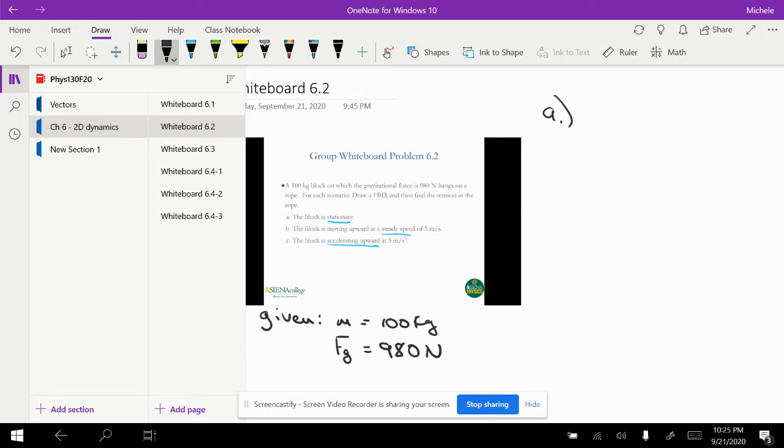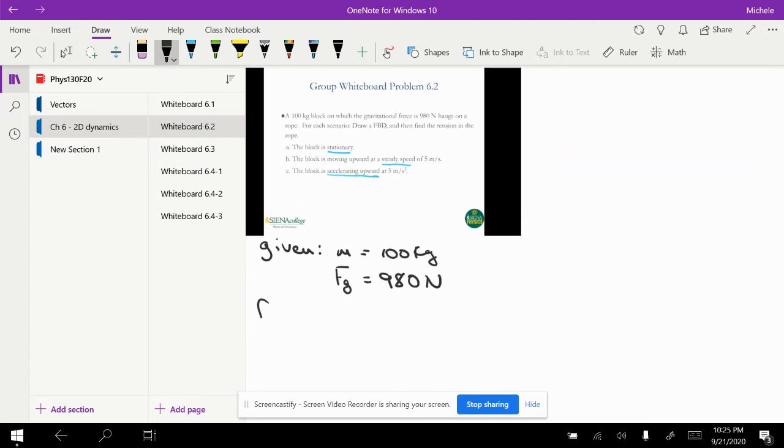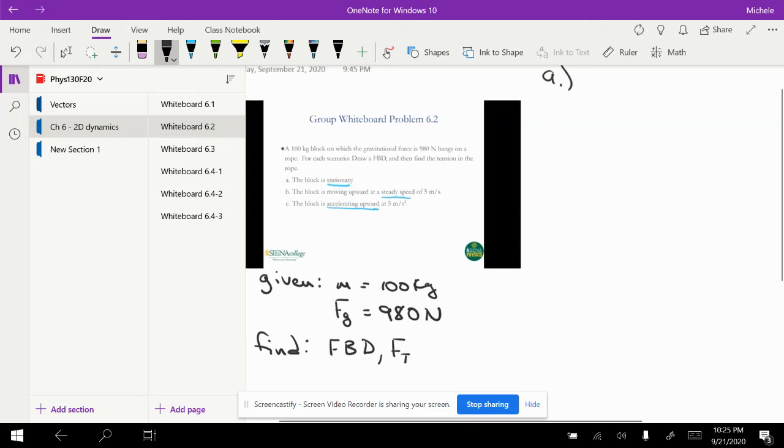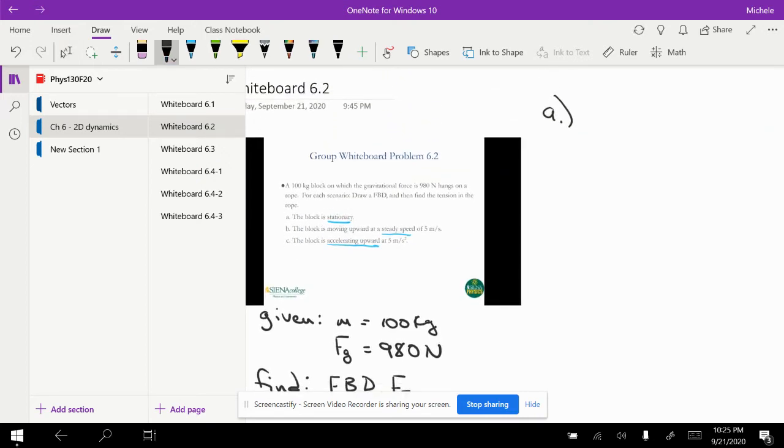Okay, and so what I have to do is find free body diagrams and the force of tension for each. And I know for A the block is stationary. So if I draw a quick picture, I have a block on a rope. And I'm going to draw my diagram, my boundary right here. So I've got this boundary, right? And the block is hanging.